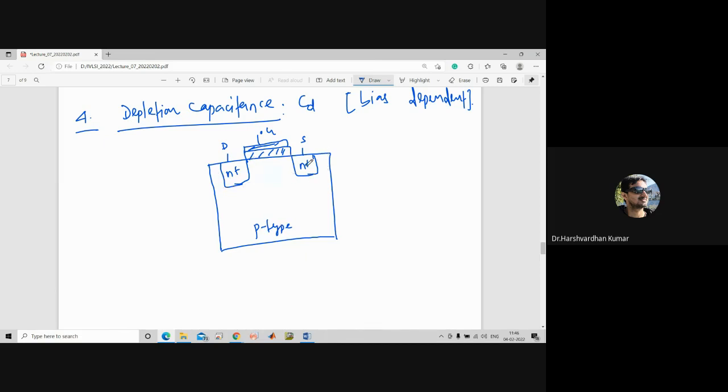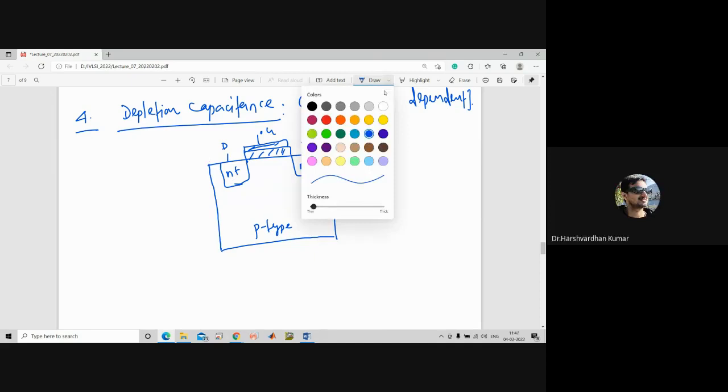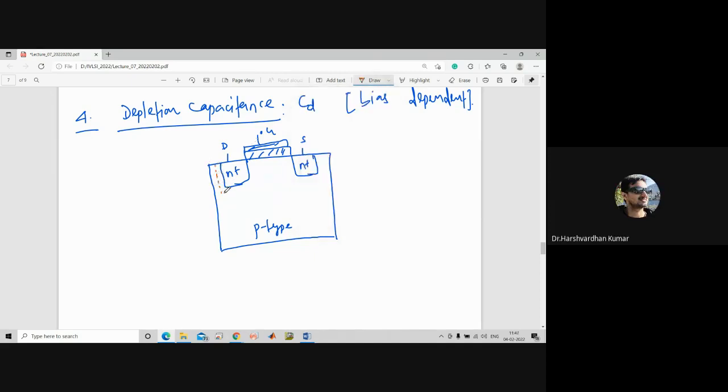Can you guess what will happen to this region? Depletion region, right? Yes, there will be a depletion region. Because the device is symmetrical, this will be a depletion region. So to find out the depletion capacitance, we must know the value of the junction capacitance, right?